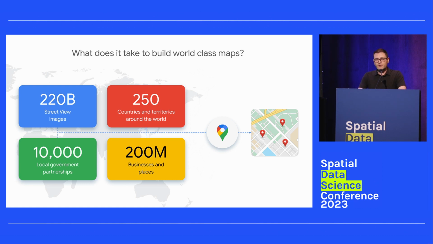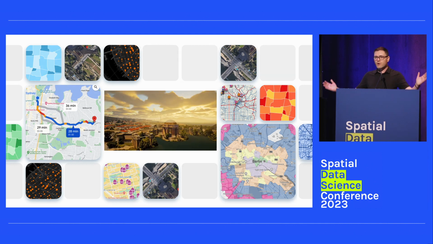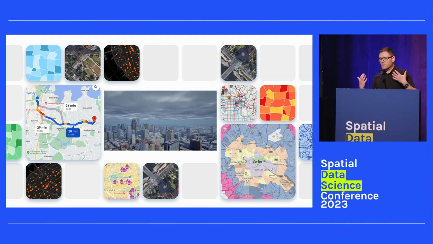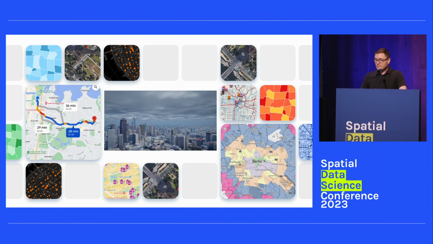There are now over 220 billion Street View images within Google Maps. It's over 10 million miles of Street View. And we have partnerships with over 10,000 government entities and traffic agencies around the world, which allow us to reflect very accurate, up-to-date information on Google Maps, as well as over 200 million places and business reviews. So all of this comes together to build this immersive, accurate, and up-to-date model of the real world that you see in Google Maps today.